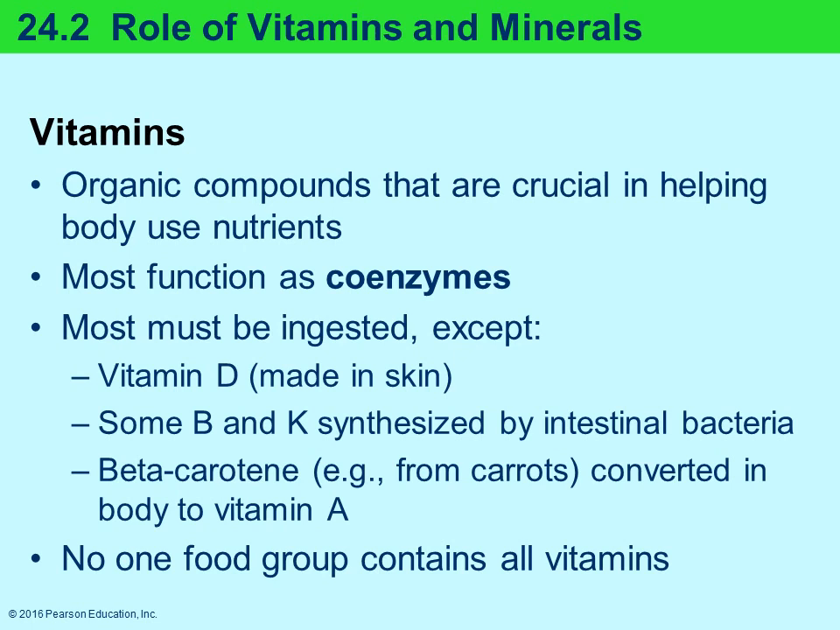And then vitamin A, you need to have the ingestion of beta carotene, and then the body will convert that to vitamin A, and then the vitamin A is used. Beta carotene is found in a lot of your orange vegetables, like your carrots, your squash, sweet potatoes, things like that.